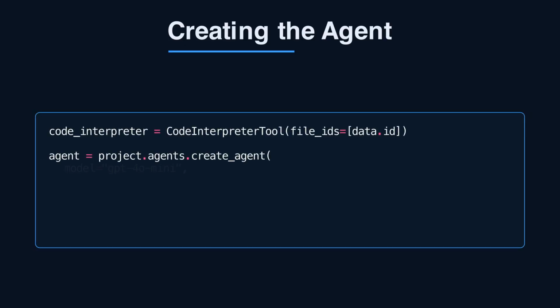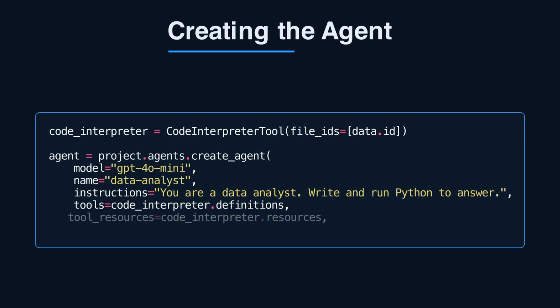We construct the code interpreter tool and hand it our file, so the sandbox will have that CSV on disk. Then we create the agent. The model parameter is your deployment name. GPT-4o Mini here, cheap and more than capable. Name is just a label.